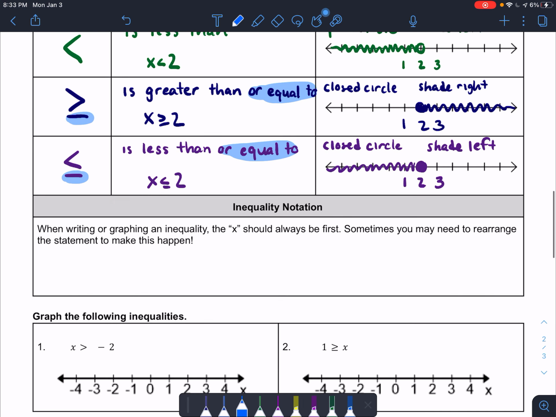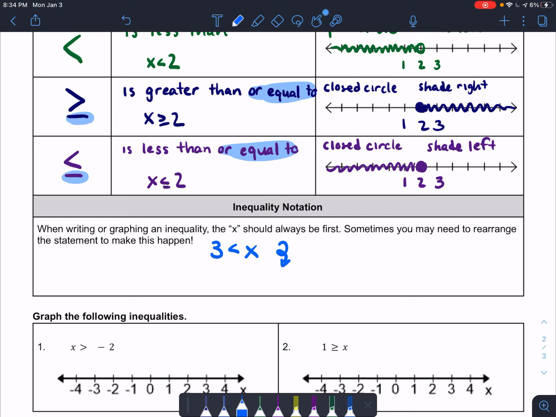Let us take a look now at this next little section. For inequality notation, when we're solving inequalities later on, we always want the x to be first. So let's say, for example, the x isn't first. What if we say something like, let's say 3 is less than x? Well, there's kind of a little rule, and when you see answer keys, you might see something like this. What you can do is rearrange. You can kind of flip everything.